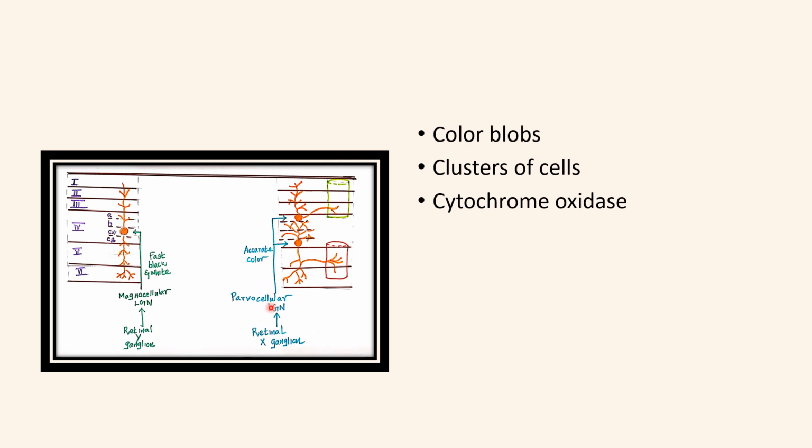So the parvocellular layers from the lateral geniculate body terminating in the visual cortex are important for color vision and accurate point-to-point object determination. And the magnocellular pathway is important for detecting rapid black and white changes seen by the eye.